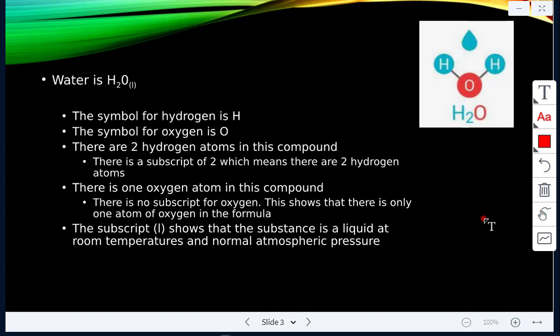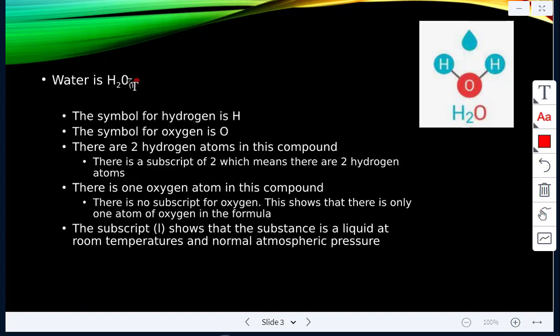So what we see here with H, we see the H2. There's a subscript of 2 beside the H, on the bottom right. That means that there are 2 hydrogen atoms in this compound. Then when you look at the O, there is no subscript beside it, but we know that there is an O present, so it means that there is 1 oxygen present.